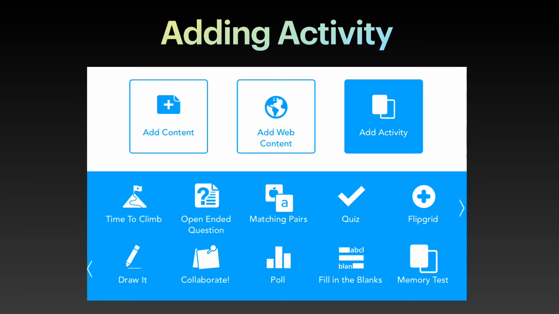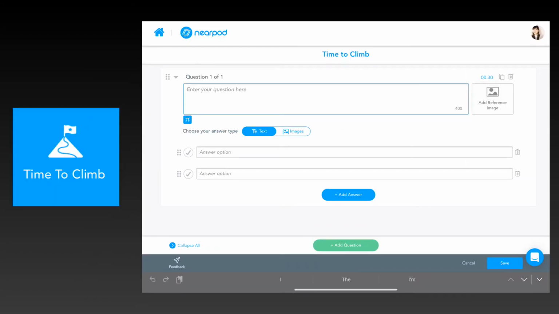So I'm going to quickly show you how to add all these activities to the Nearpod lesson. So this is Time to Climb. Basically, it's multiple choice questions, but you can add more than one question to the whole activity. For example, after you have covered certain points, you want to make sure your students are listening to you and make sure they understand what you say, you can set several multiple choice questions.